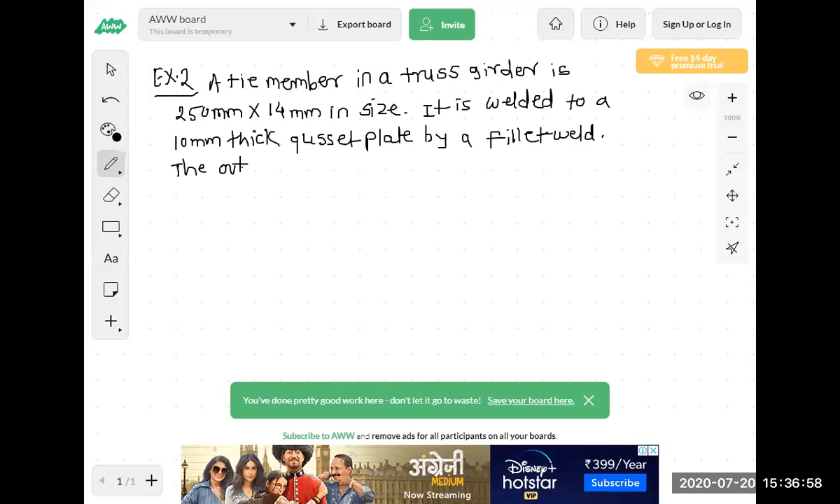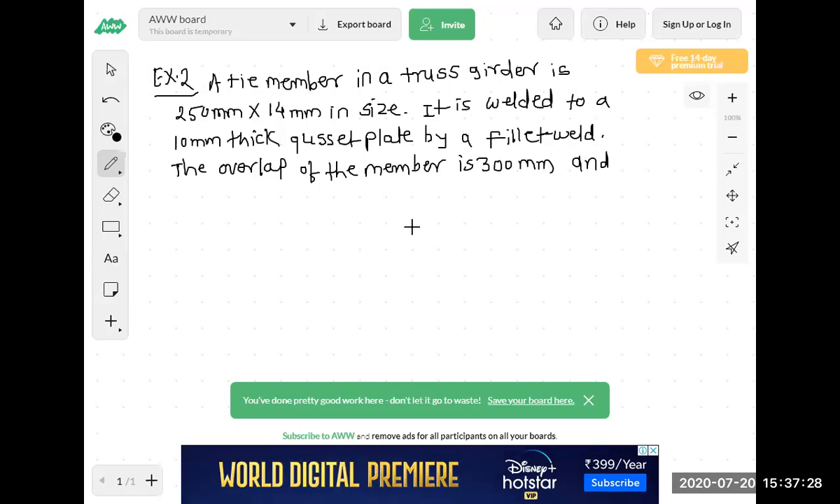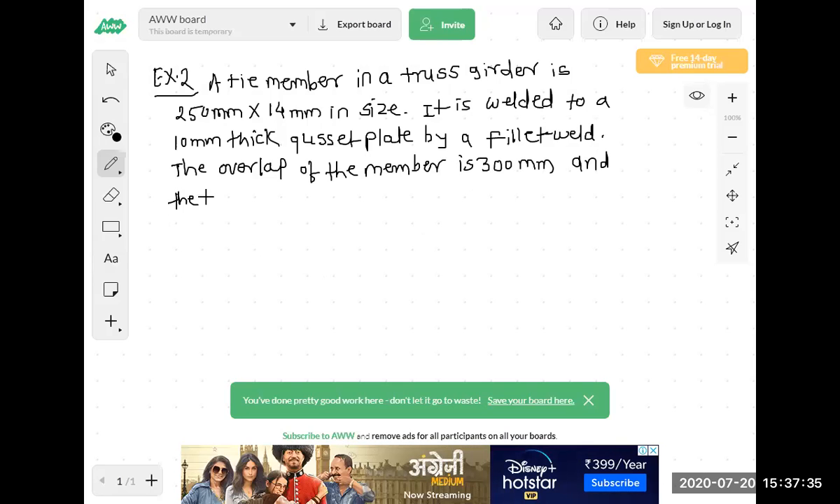The overlap of the member, write down simultaneously, is 300 mm, and the weld size is 6 mm.